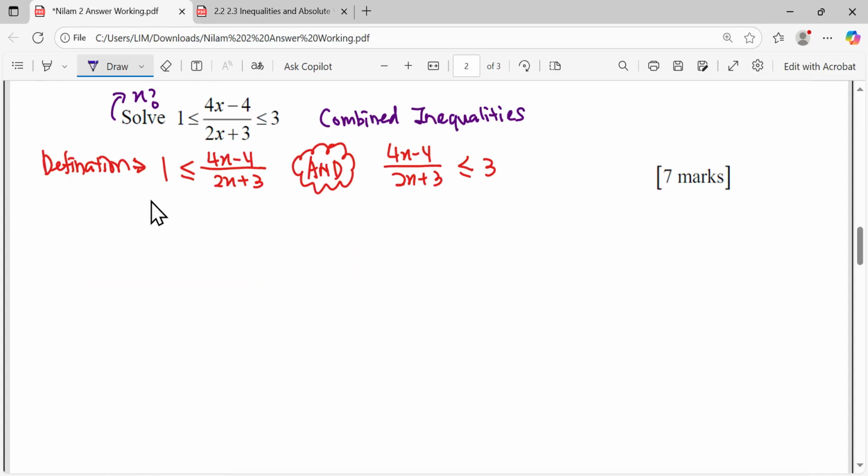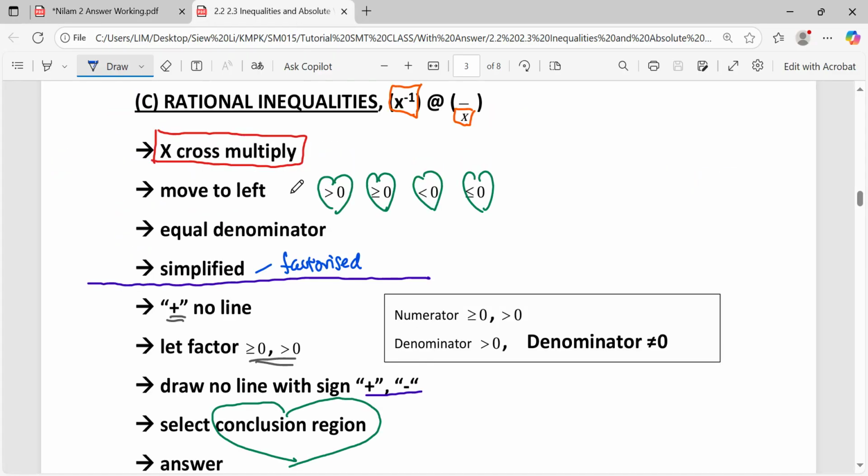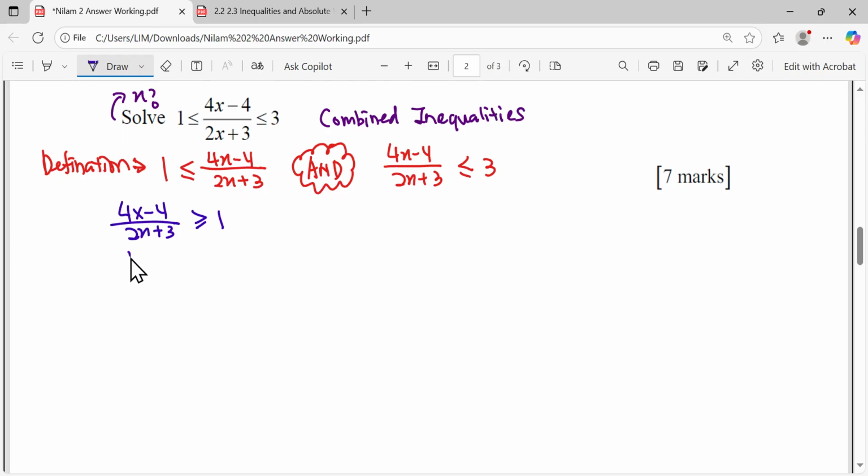So I rearrange this. We get (4x minus 4) over (2x plus 3) more than or equal to 1. The symbol still follows the original one, so the sharp one follows 1. So the rational is more than 1. Our step is to move to the left, making sure the right-hand side is 0. So this will be (4x minus 4) over (2x plus 3) minus 1 more than or equal to 0.